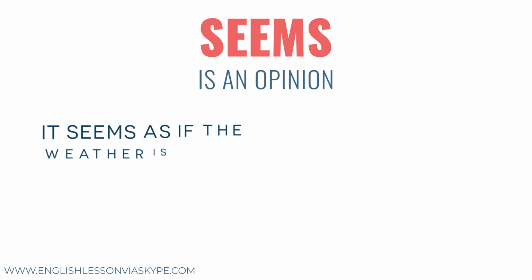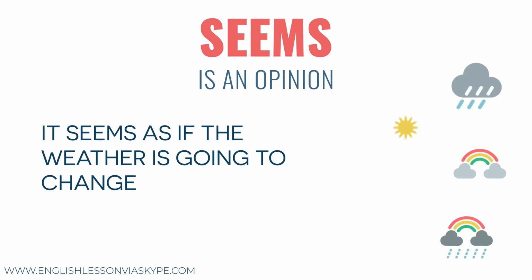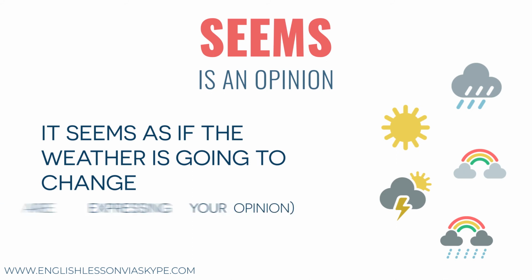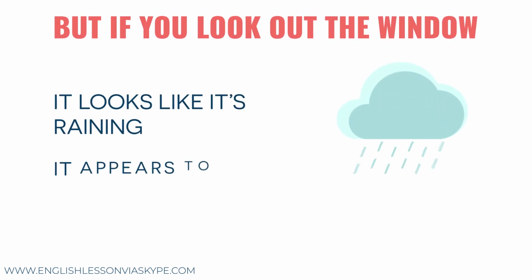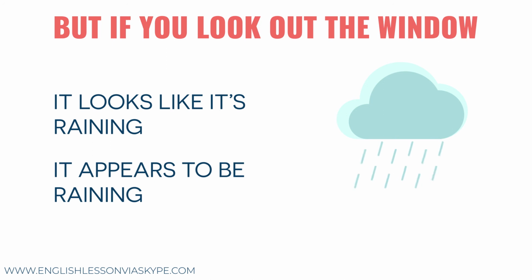But seems is an opinion, okay? So we use looks and appears when we're physically looking at something or somebody, and seems when we're just giving an opinion. It seems as if the weather is going to change. I was reading in the paper yesterday that there's a cold front coming, so it seems as if the weather is going to change. But if you look out the window, it looks like it's raining, or it appears to be raining from here. I can't really see.